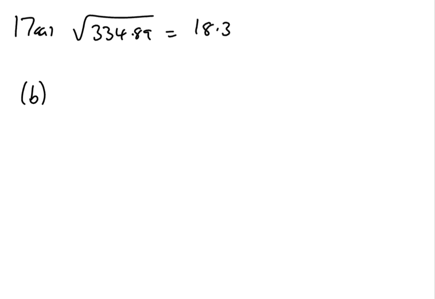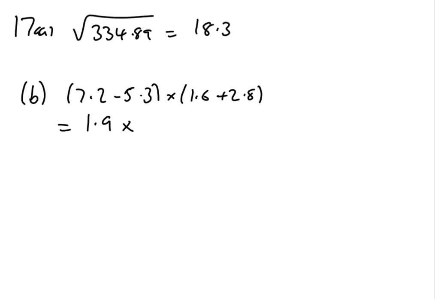Now part B, you've got a bracket. Now here's personally what I do here. I just play safe. You can use brackets on calculators, but I much prefer to go it manually first. So I work out that 7.2 take away 5.3 is 1.9. And then I times by, work out my other bracket, which is 4.4. And I put that in a calculator. I just find that safer. You generally get a bit less mistakes on that.